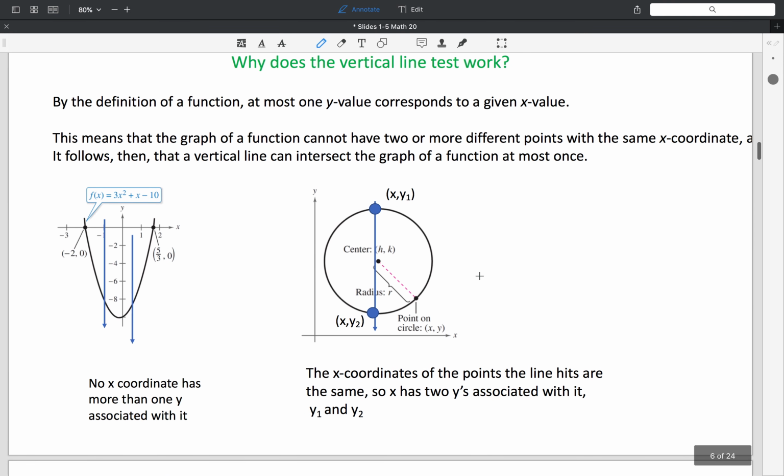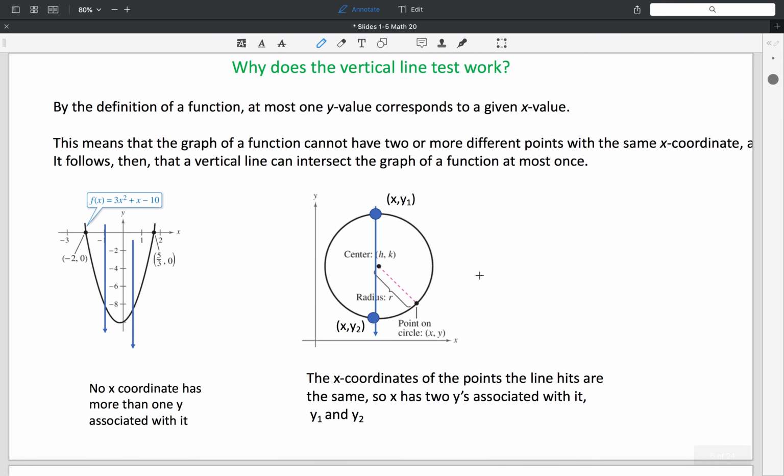So here we are. Remember, a function can have at most one y value corresponding to each x value. So if the vertical line hits the graph twice, that means this x has two y values.